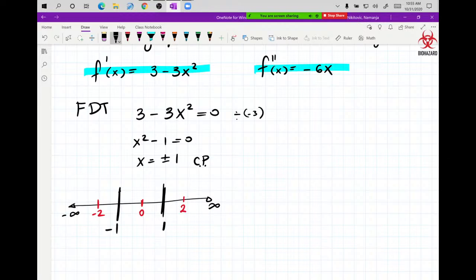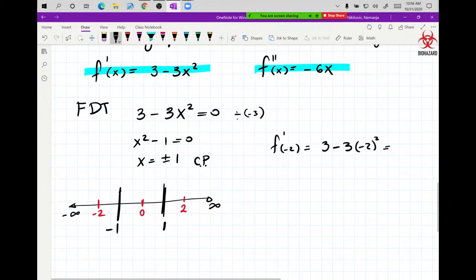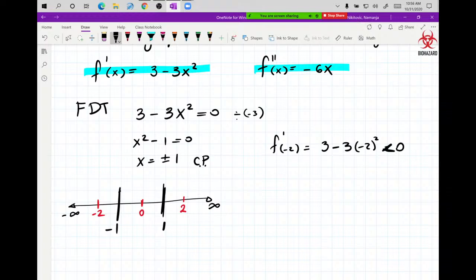I compute my first derivative at -2, which is 3 minus 3 times -2 squared, and this is less than 0. How do I know? Well, -2 squared is positive times a negative, so that's going to be a much bigger negative than 3, so it's less than 0, and I have a decrease over here. Then I have the first derivative computed at 0. Well, that's just going to be 3, which is larger than 0, so I have increase.